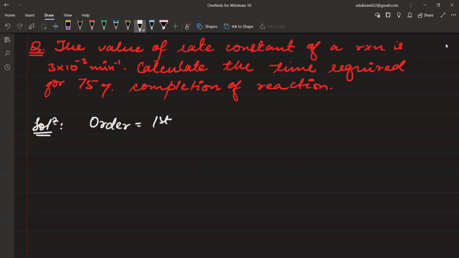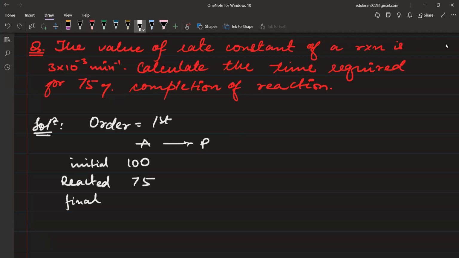Okay, now moving on, they are saying that calculate the time required for 75% completion of the reaction. If 75% is completing, let's suppose we have A, it is going to give me some product P. Now initially I will have 100% of A. Now how much should be reacted? See, 75% of the reaction is completed. That means 75% will be consumed, right, guys? Yes, sir. So what will be the final concentration of A remaining? So 100 minus 75, because 75 has reacted. 25 will be remaining. Yes or no? Correct? Okay. Then you can write.